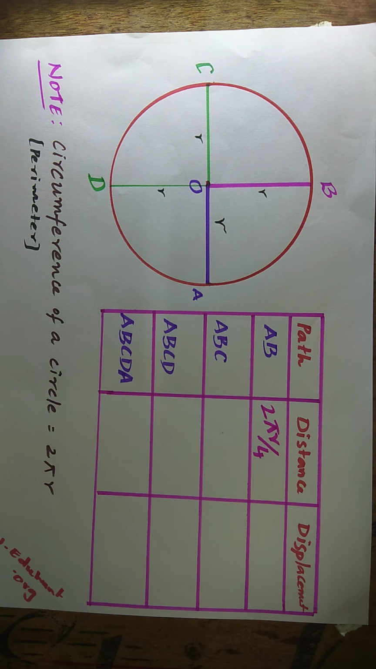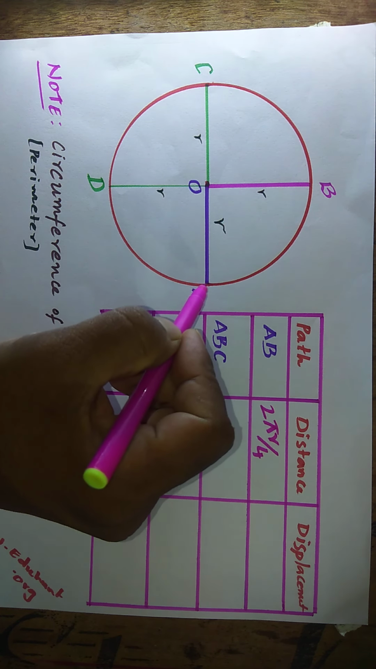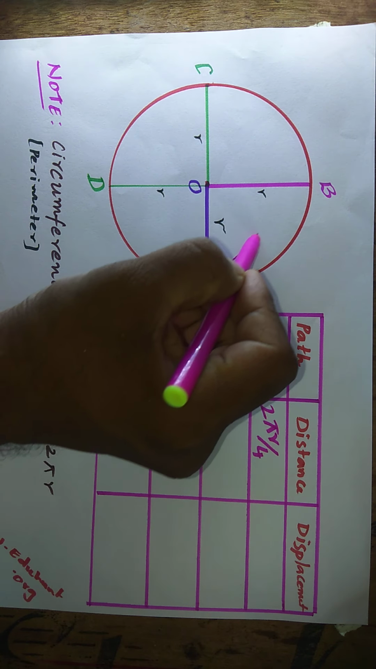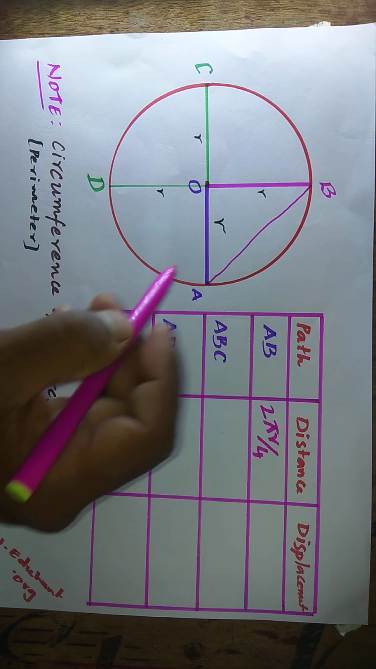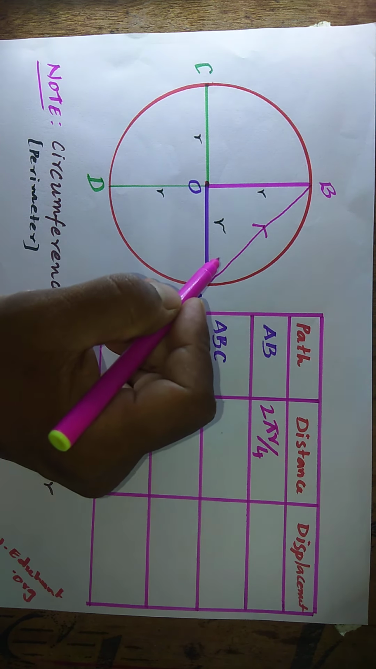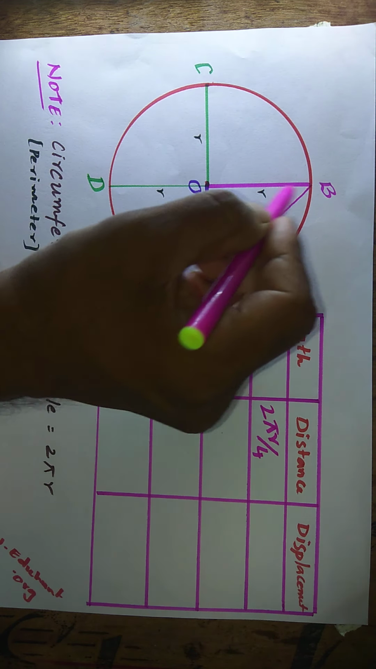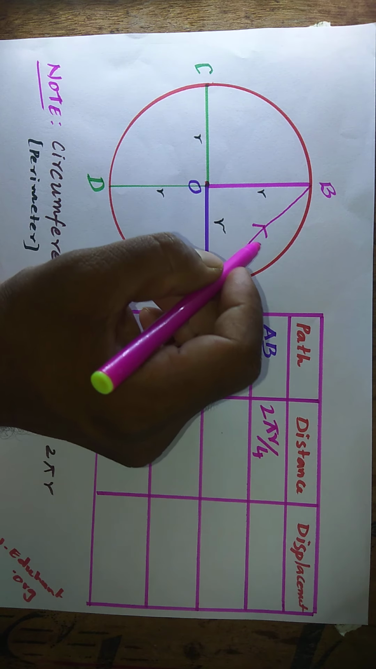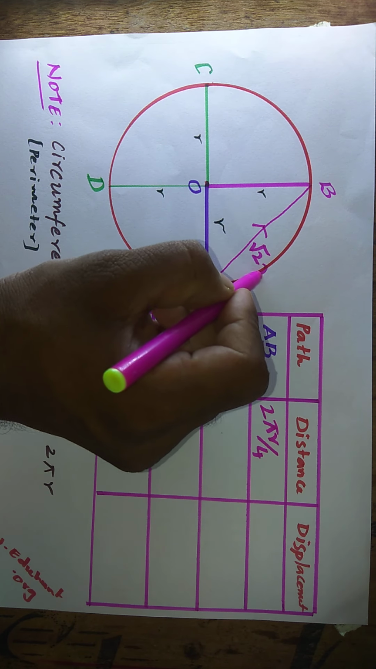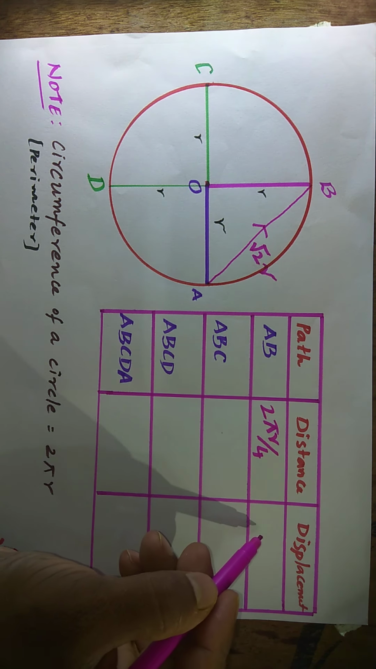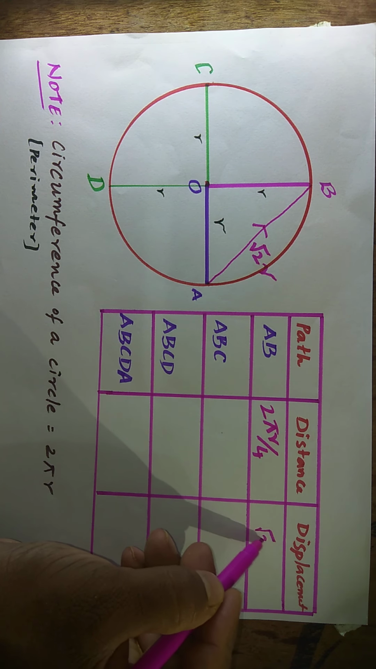Next, what is his displacement? The shortest path between A and B, this is the shortest path, a straight line. So, it looks like a right angle triangle. This will obviously be root 2 r. That's why the displacement will be root 2 r.